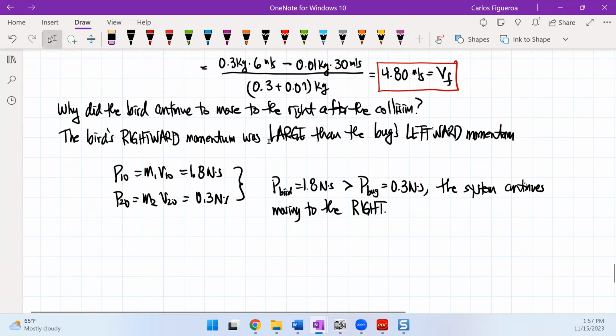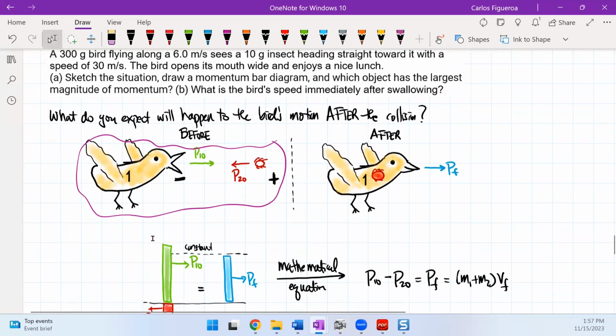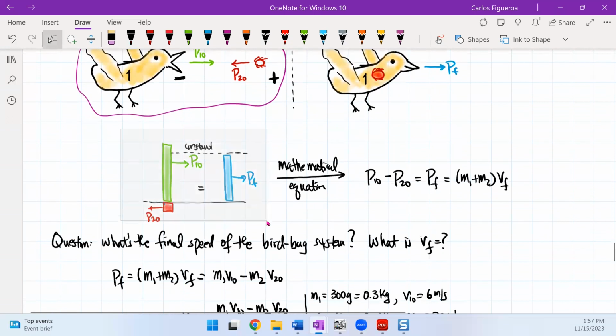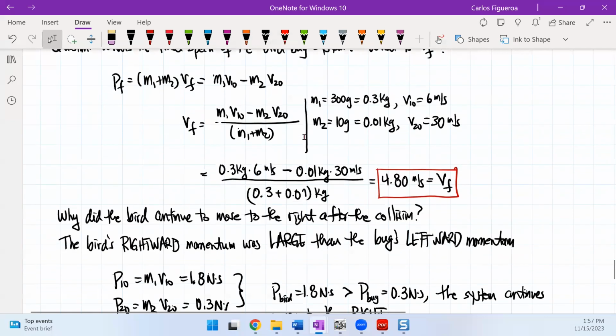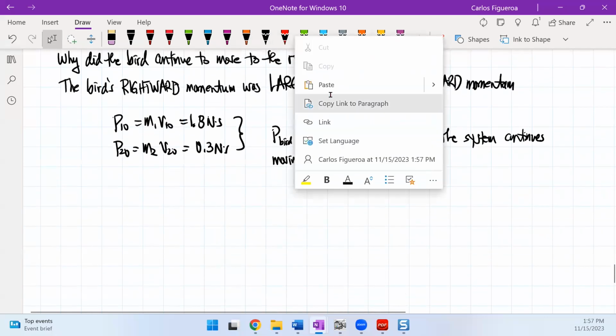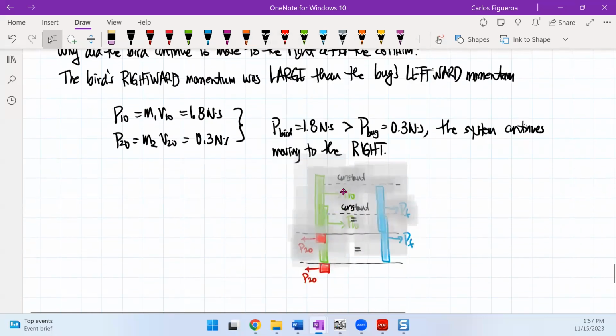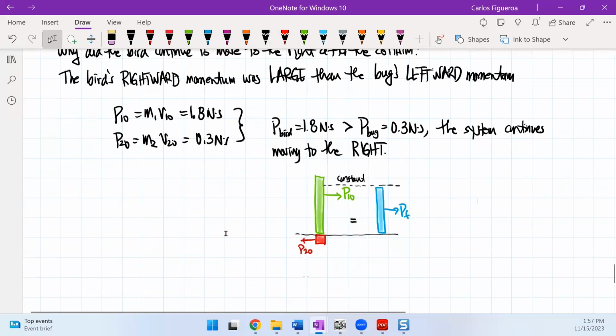And nowhere does this say better than this diagram. If I take that diagram, that's exactly what it's telling me. I have a bigger momentum going to the right, so therefore the momentum has to continue going to the right.